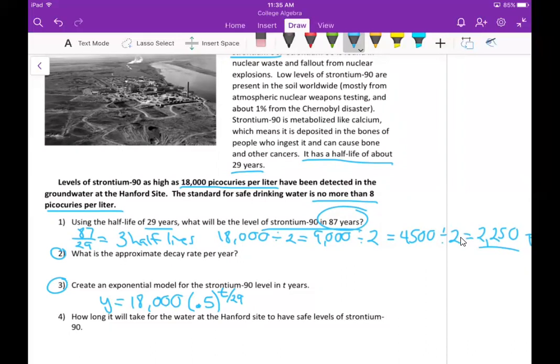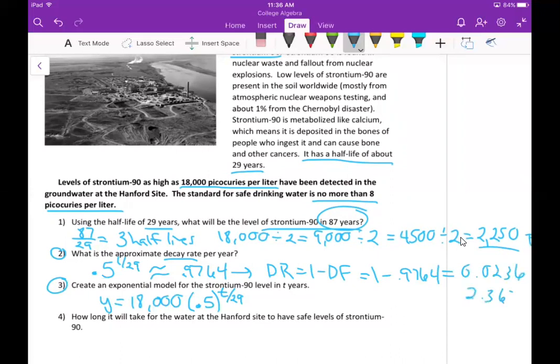So right there, if we're thinking about what's the decay rate, we have the decay factor sitting in our equation right there. The decay factor is 0.5 to the 1 over 29. If we figure that out, that's about 0.9764 if we round. So to get the decay rate, we always take 1 minus the decay factor, 1 minus 0.9764, and you should get a decay rate of about 0.0236 or 2.36%. Okay, so that's what we're decaying by. That's how you can quantify half-life in terms of decay rate, okay?